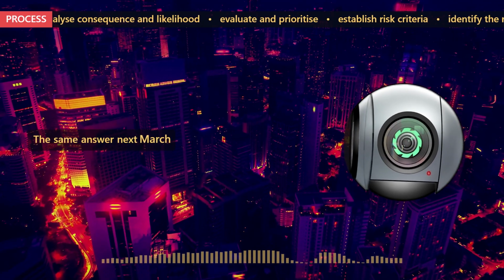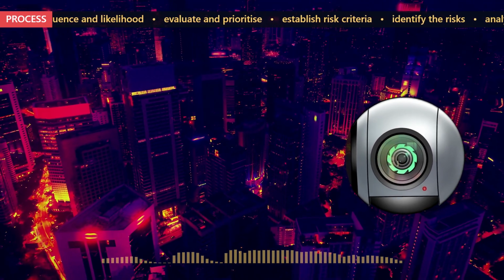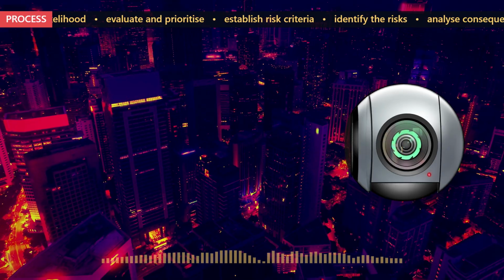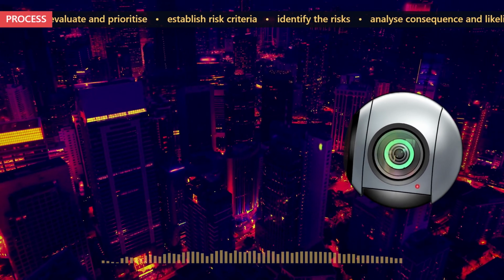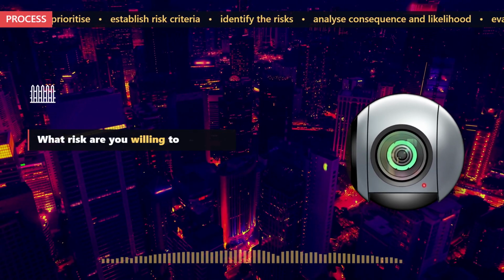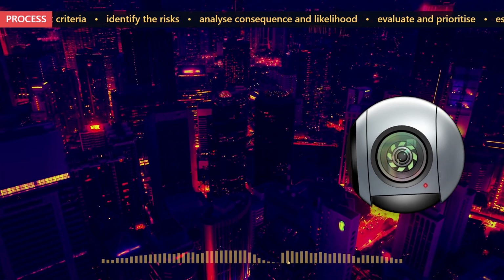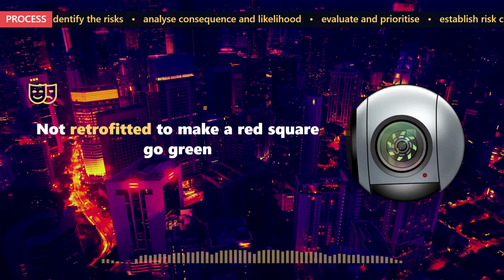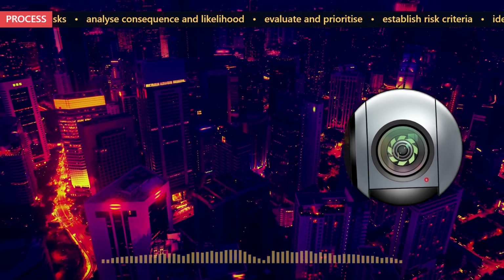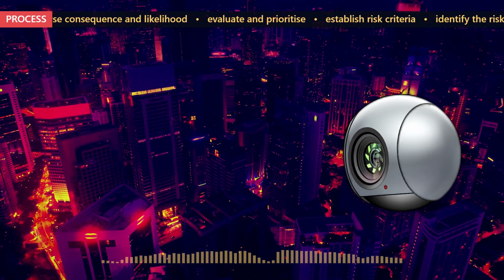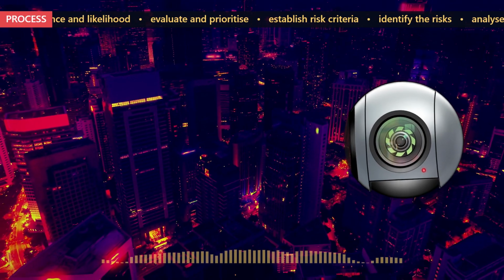1. You establish and maintain your risk criteria. That splits in 2. Risk acceptance criteria, meaning what level of risk are you actually willing to live with, decided in advance in daylight, not retrofitted at 4 in the afternoon to make a red square go green, and criteria for performing assessments, meaning when you do them, how you do them, what scale you use.